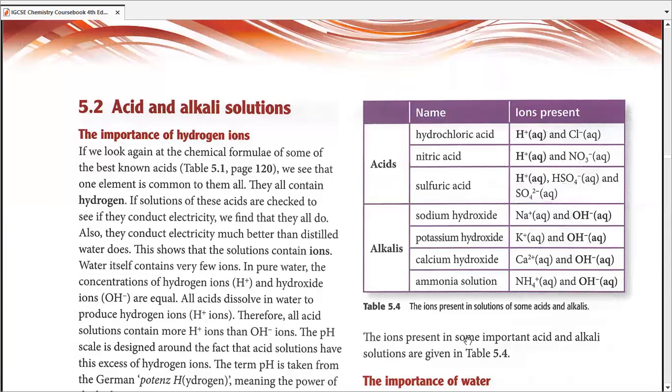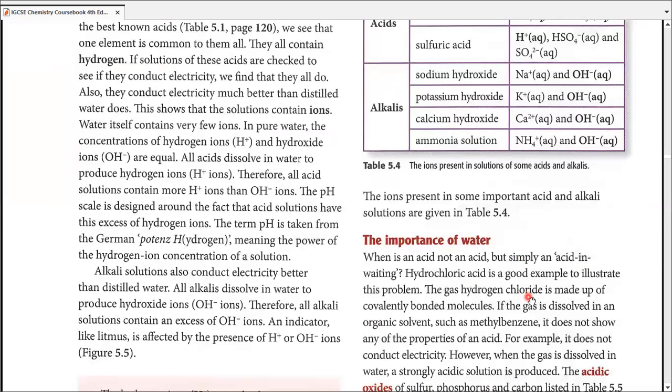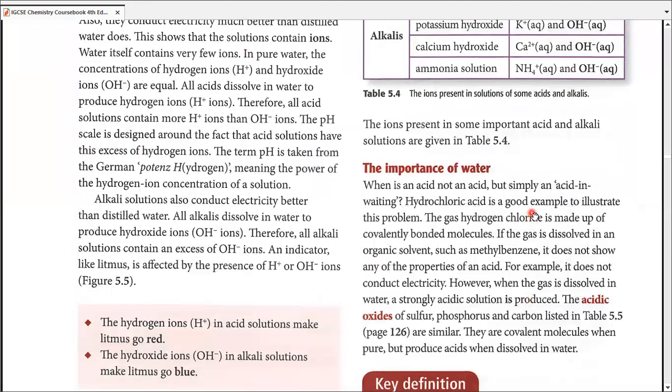Moving on, next up is the importance of water. It's pretty easy. Due to water, an acid is an acid, an alkali is an alkali. Without water, the acid or alkali might not be able to dissolve in the solvent and might not be able to dissociate into H+ or OH- ions respectively. If that doesn't happen, the acid will never be able to prove it's an acid, and the alkali will never be able to prove it's an alkali.